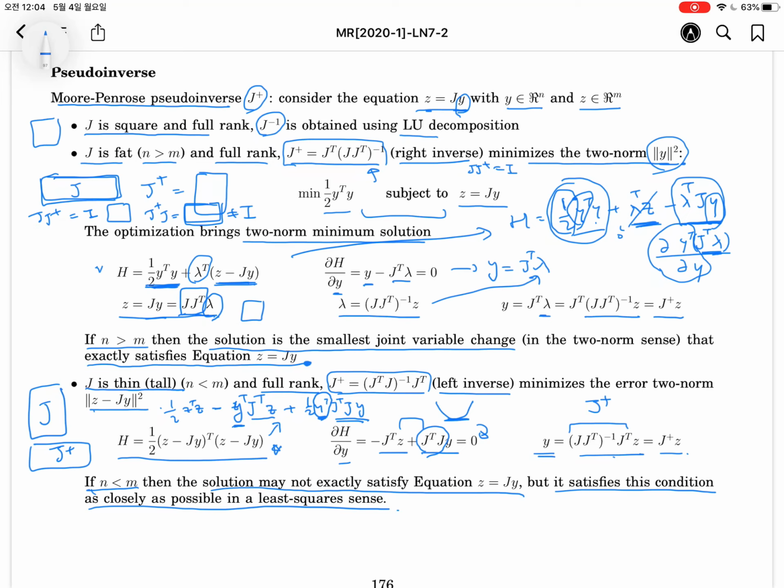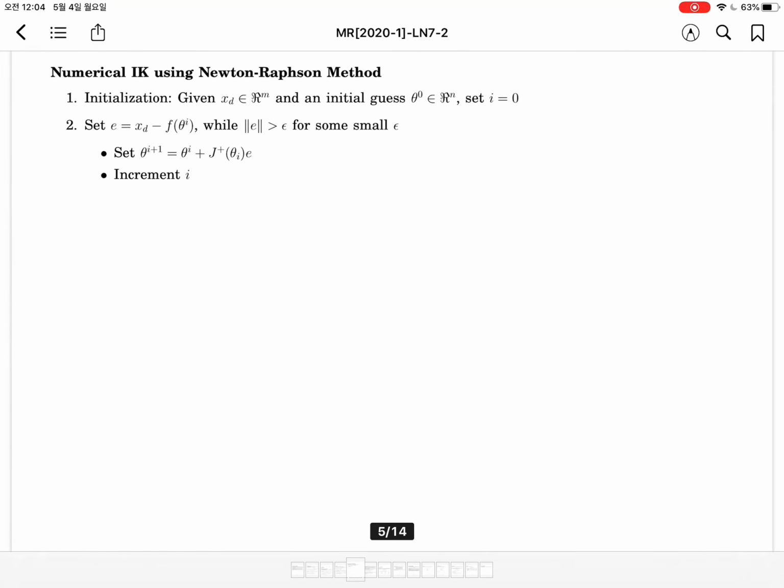Okay, let's memorize the 2 pseudo-inverses. The right pseudo-inverse is the 2-norm minimum solution. The left pseudo-inverse is the least square solution. Okay, that's the conclusion of this page.